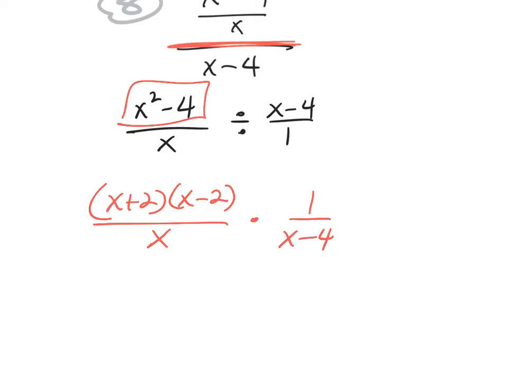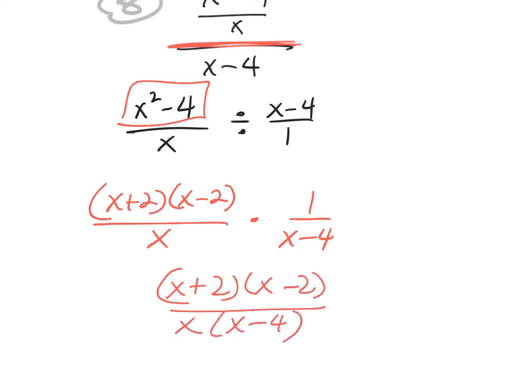and now notice there is nothing that factors or cancels. So x minus 2, and then I could leave this like this. So just multiply now straight across. Nothing cancels. You don't need to FOIL it. You can leave it just like that.